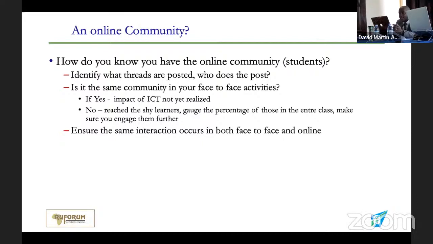Assess and see in the postings that are being made, who is there and who is not there. If you are running a blended class, who are those students who are very active in the physical classroom? Are they the same in the virtual classroom? So know your virtual class, who is there and who is not there.